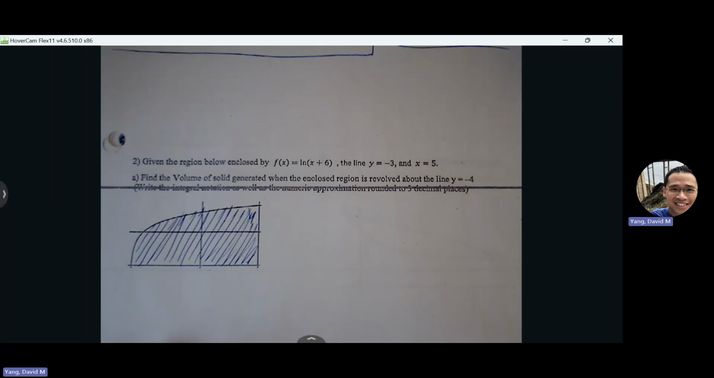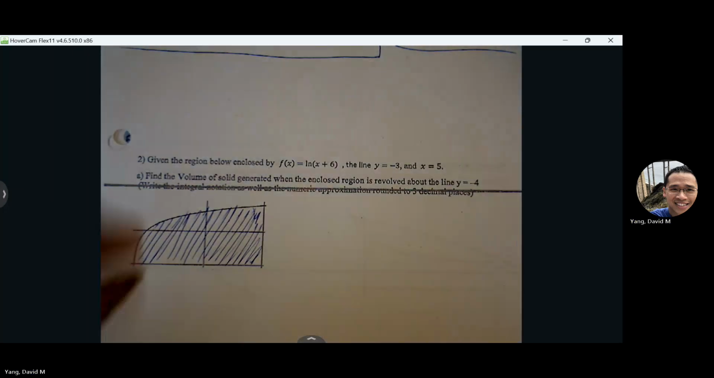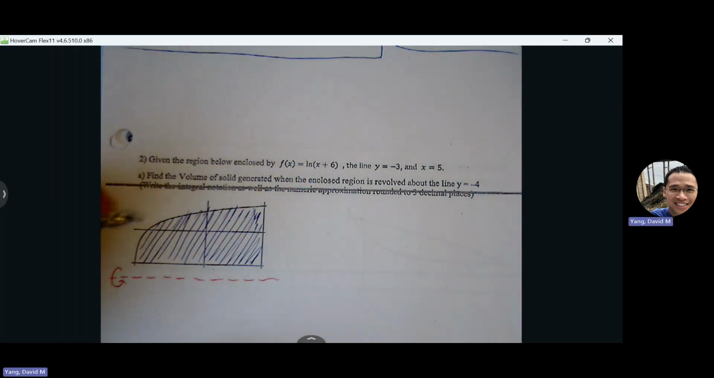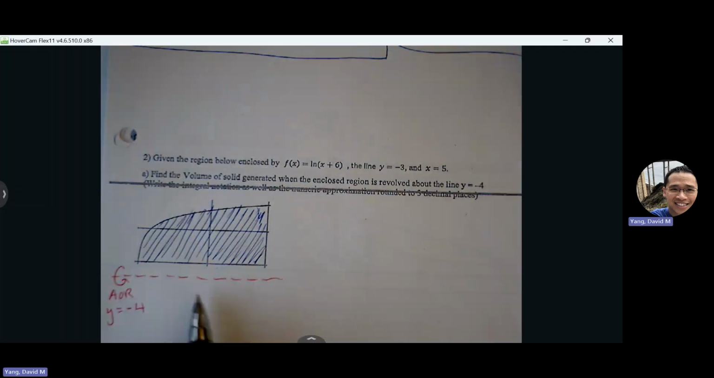We want to rotate this about the line y equals -4. So if you're thinking rotation, it's got to be either disk or washer method. This would be washer. Now, if this dotted line was somehow up against this flat surface, then it'll be disk method.